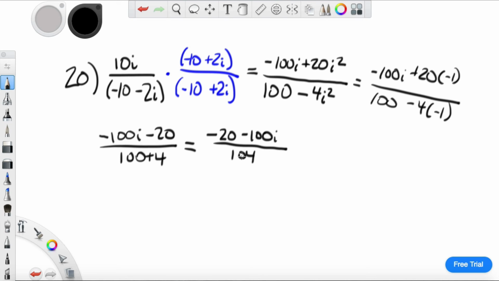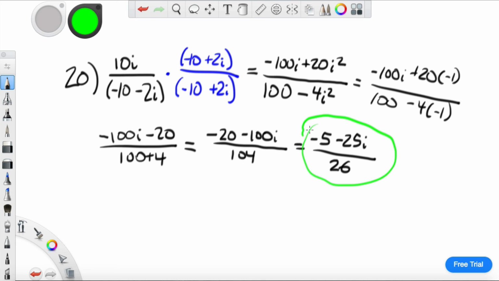And it looks like I can divide this stuff by 2, or maybe even 4. I can do it by 4. Okay, so everything divides by 4. -20 divides by 4 to get -5. -100i divides by 4 to get -25i. And finally, 104 divides by 4 to get 26. And so this is my final answer. -5 minus 25i over 26.